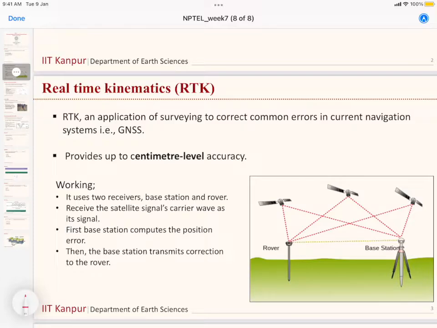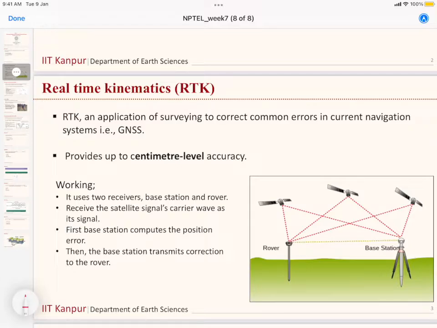This is an application of surveying which we use to correct the navigation that we get from the satellite system, that is the GNSS, Global Navigation Satellite System. Now one can ask that we already have GPS to know the distance, so why is there a need for RTK?